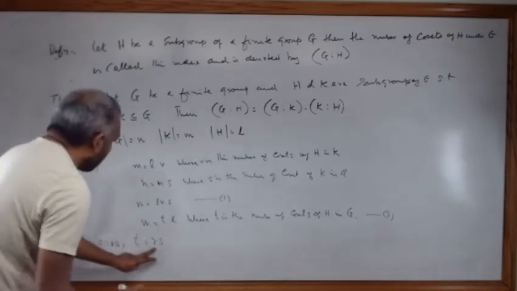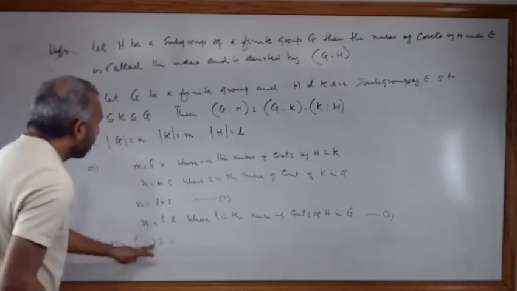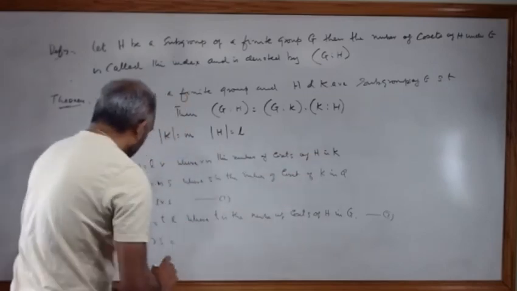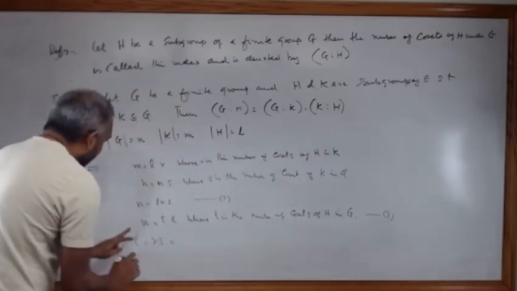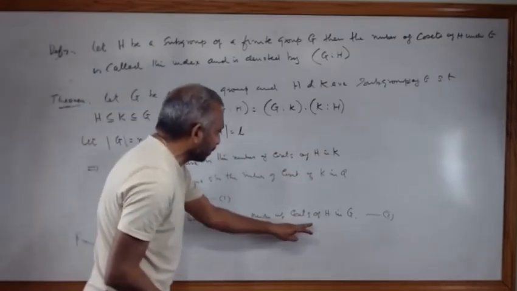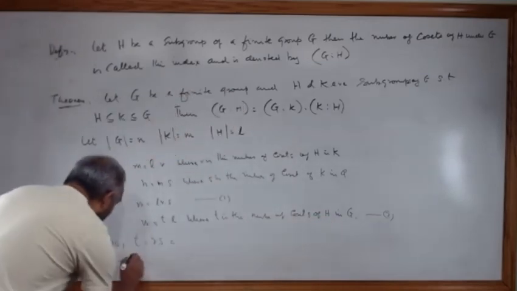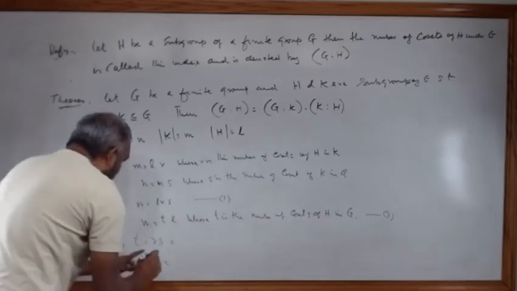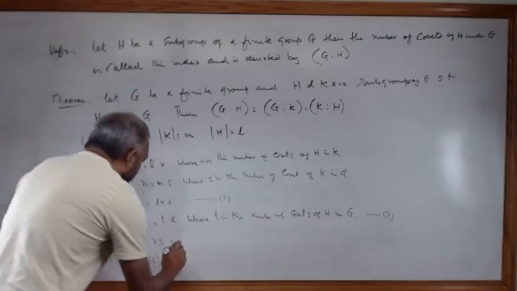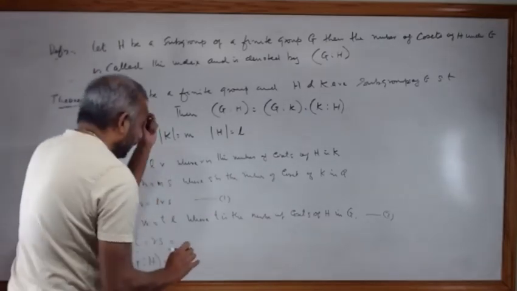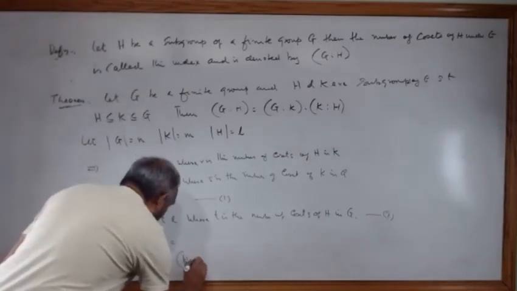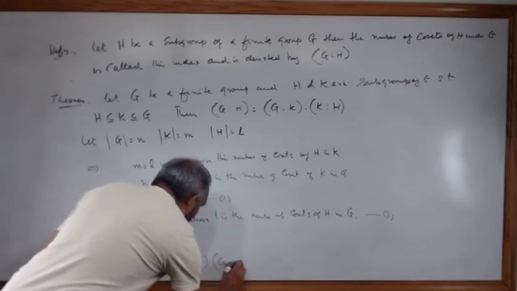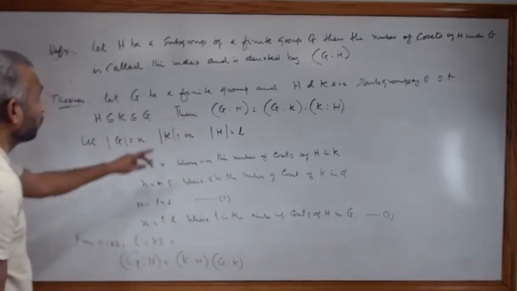And what is r? r is the number of cosets of H in K. And what is t? t is actually the number of cosets of H in G. So this is actually G over H is equal to r is K over H, and s is G over K. And that's what we want to prove.